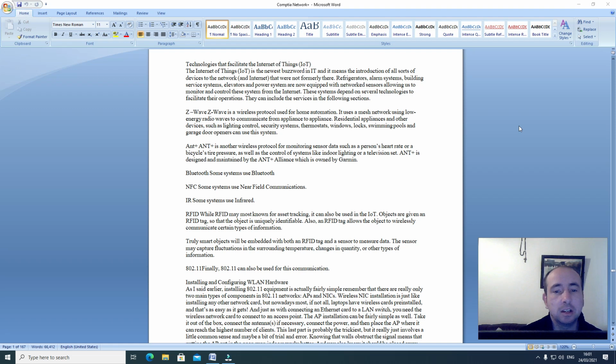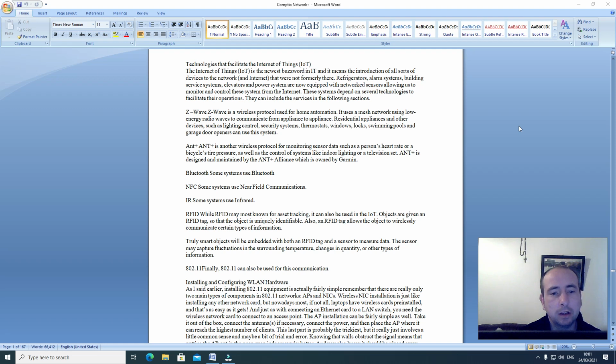Technologies that facilitate the Internet of Things. The Internet of Things is the newest buzzword in IT, and it means the introduction of all sorts of devices to the network and internet that were not formerly there. Refrigerators, alarm systems, building services, elevators and power systems are now equipped with networked sensors, allowing us to monitor and control these systems from the internet. These systems depend on several technologies to facilitate their operations. They can include the services in the following sections.